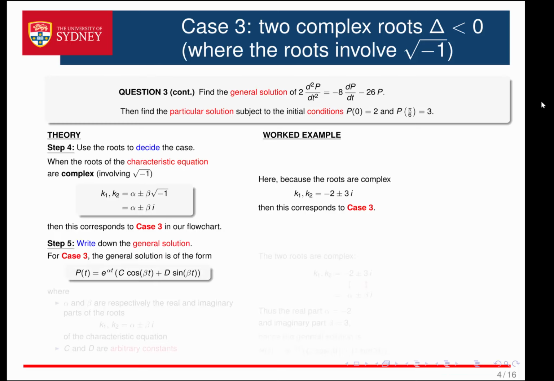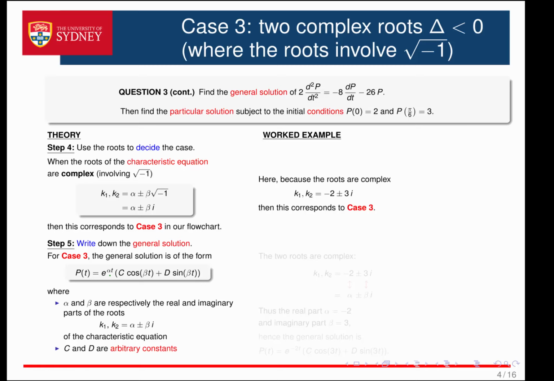Step 5. Use the roots of the characteristic equation to write down the general solution. If the characteristic equation has complex roots, which is case 3, then the general solution can be written using both an exponential and sine and cosine functions. Here, the general solution is p of t is equal to e to the alpha t times c times cos of beta t plus d times sine of beta t.